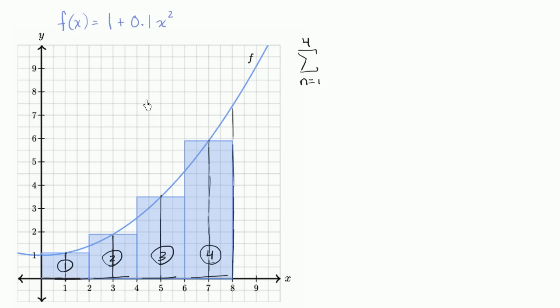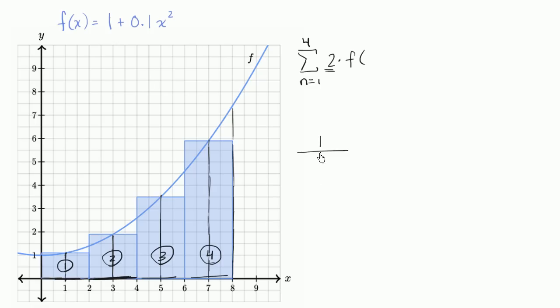So I'm assuming you've had a go at it. For the first rectangle, we're going to multiply 2 times the height. The height right over here is f of 1, and this is the first rectangle. So you might be tempted to say times f of n. But then that breaks down as we go into the second rectangle. The 2 still applies, since 2 is the width of the rectangle. But now we want to multiply it times f of 3, not f of 2. So this f of n isn't going to pass muster.